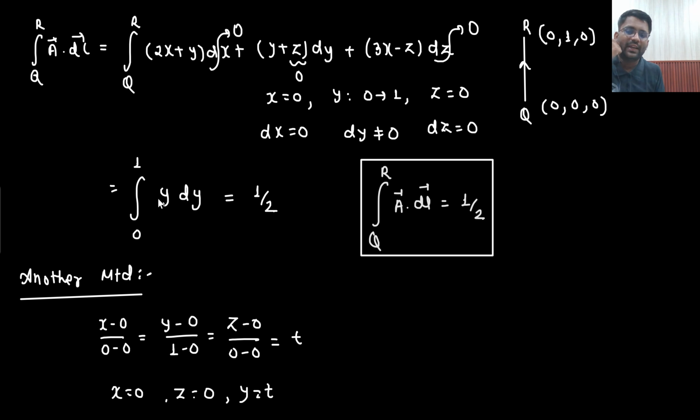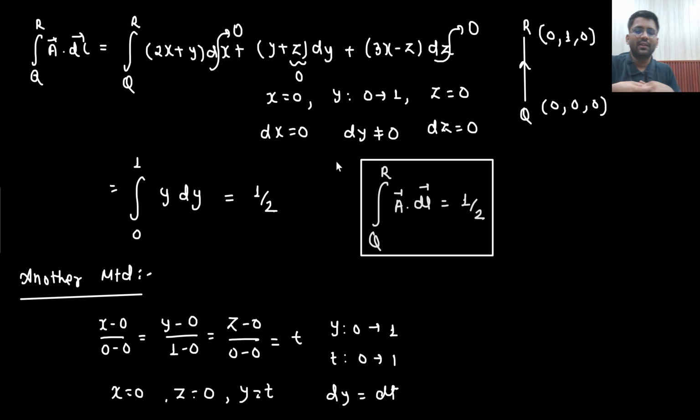So y is going from 0 to 1. Since y equals t, t will also go from 0 to 1 only. And what will be the value of dy? From here you can directly see that dy equals dt only. The value of dy is nothing but dt.